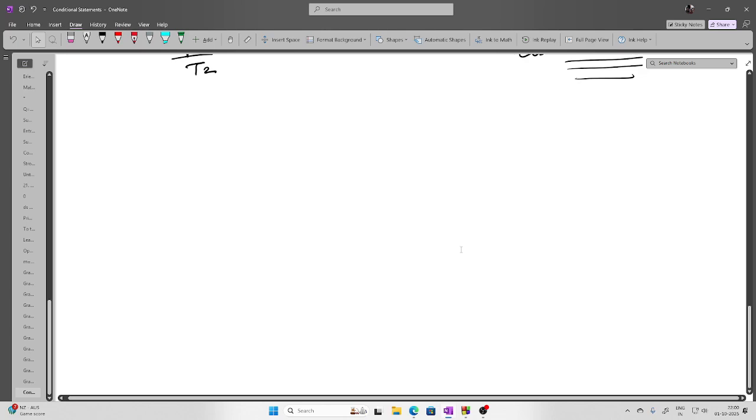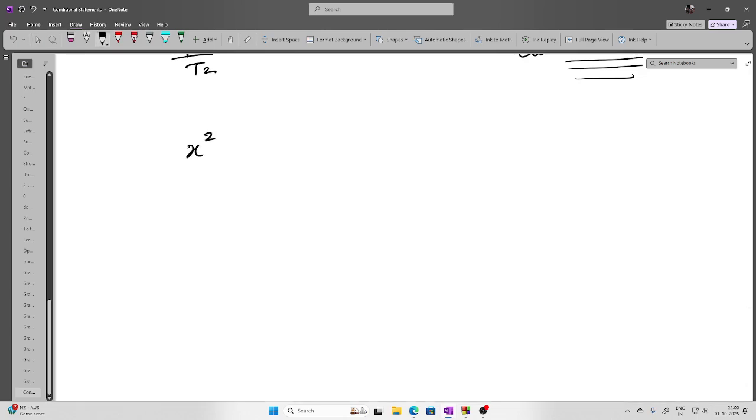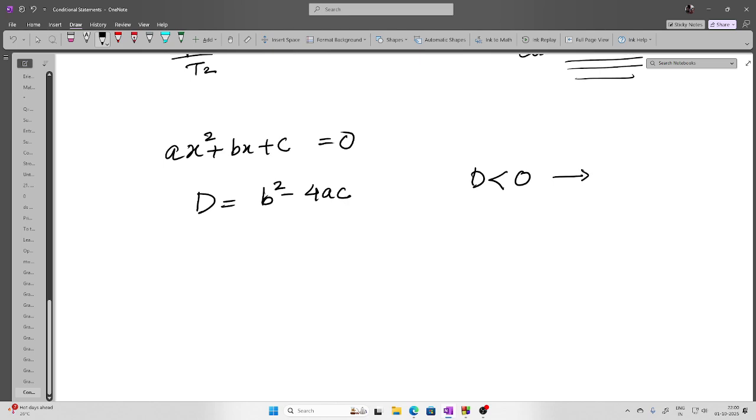So how is a quadratic equation defined? It is ax square plus bx plus c, and that is 0. Now when will this particular equation have positive roots, negative roots, real roots or imaginary roots, who will tell this? Discriminant. What is discriminant? B square minus 4ac.